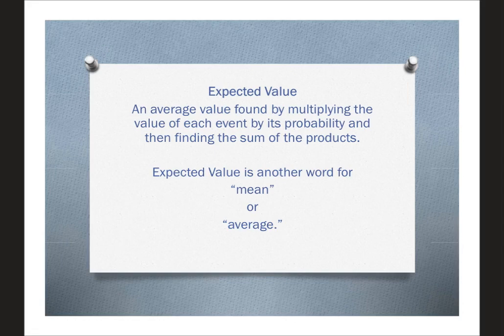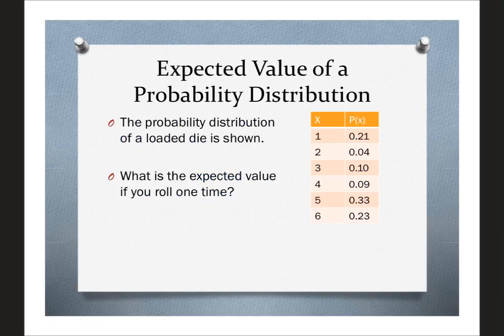Expected value is an average value found by multiplying the value of each event by its probability and then finding the sum of the products. So expected value is another word for mean or average. Okay? Expected value of a probability distribution.